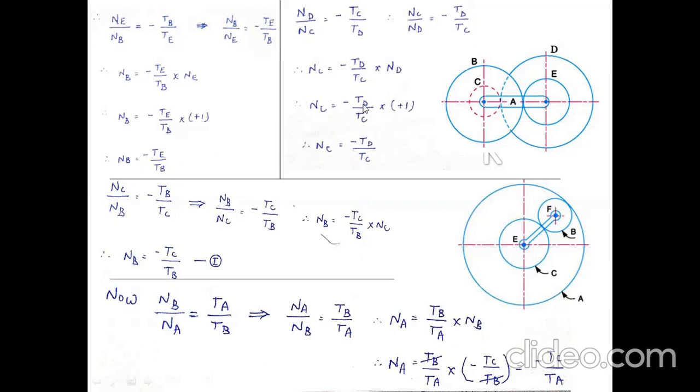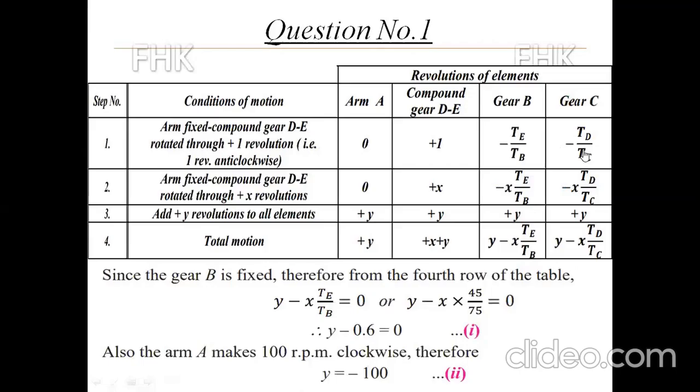So NC is equal to minus TD divided by TC. So the same value goes into that table, minus TD upon TC. Now the second step: fix the arm, give X revolutions to all the elements. So 0 plus X, multiplied by X to this term, minus X T by TB, and multiply X to this term, minus X TD by TC.